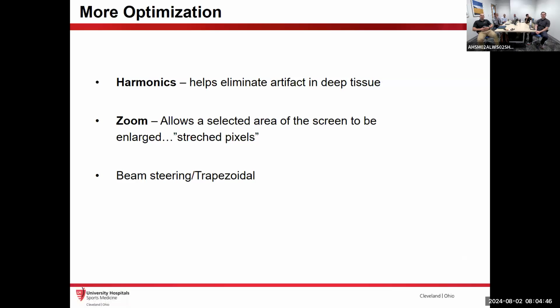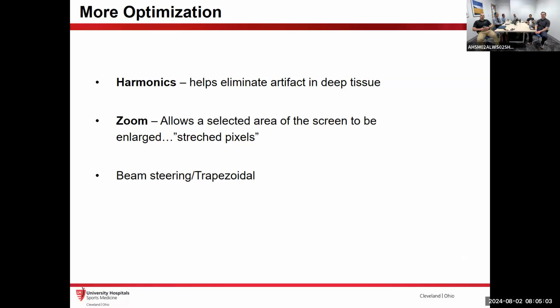Harmonics help eliminate artifacted deep tissue. I've never used harmonics. Zoom stretches the pixel. It's kind of like blowing up a picture that's not meant to be blown up. It stretches the pixel and makes it more blurry. So I don't use zoom.